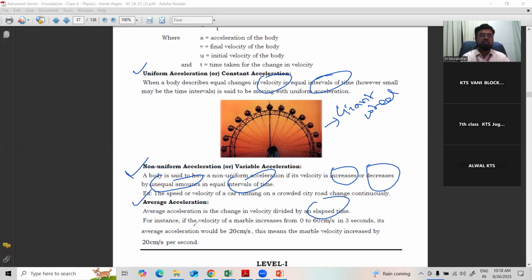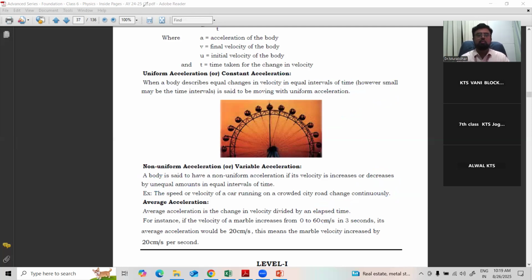See, example given. The velocity of the marble increases from 0 to 60 in 3 seconds. Its average acceleration is 20, because 60 minus 0 divided by 3. It started from 0, moved to 60, so 60 by 3 is 20 meter per second squared. Like that, you can calculate the average acceleration when the body is either uniform or non-uniform.